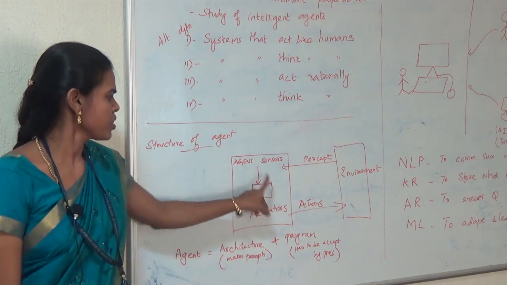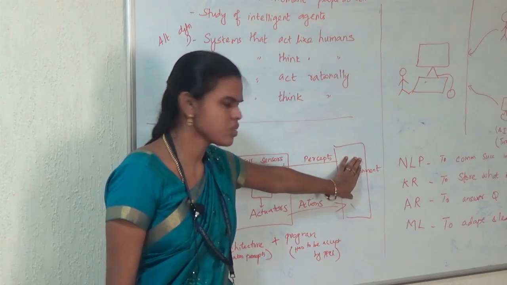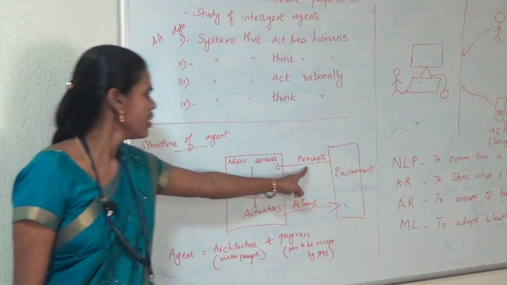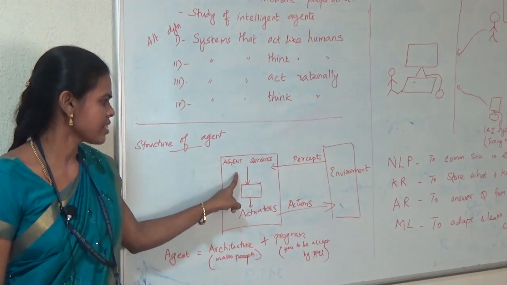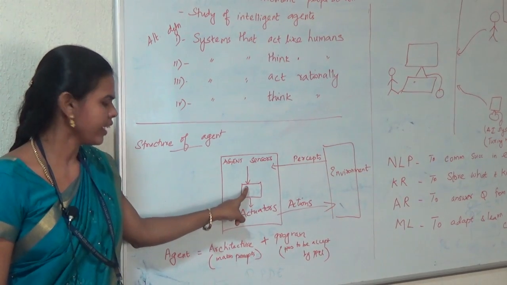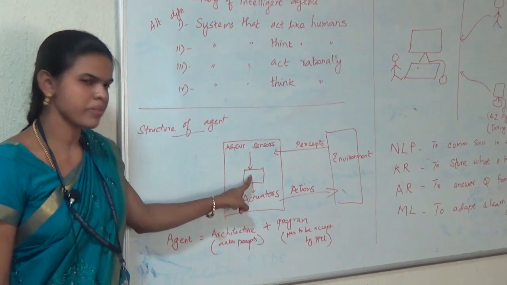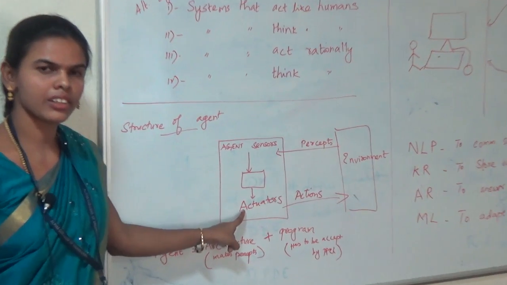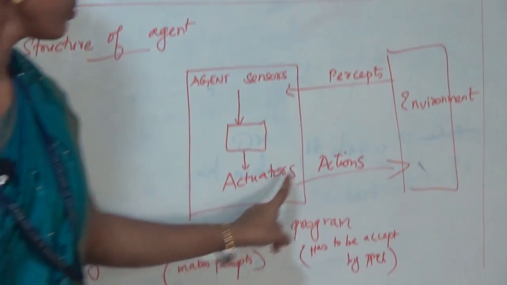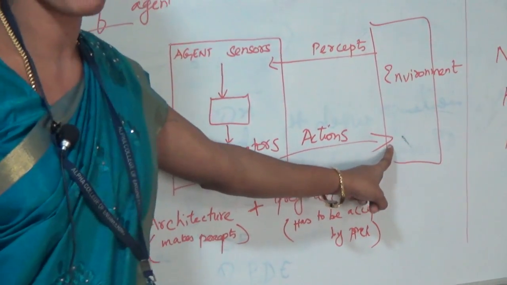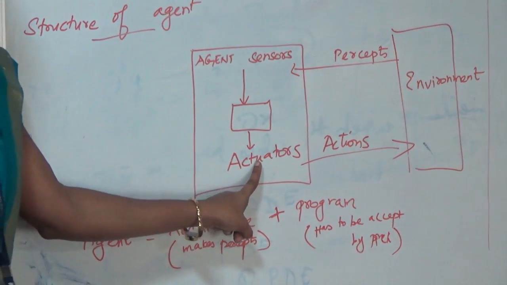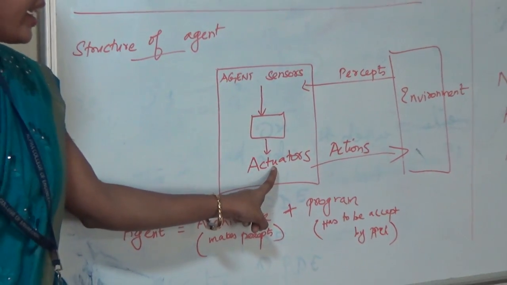So, this is a diagram. Here if you see, whatever things we see in the environment will be perceived by the agent sensor and stored here, and from the stored information the correct action according to that movement will be displayed in the environment with the help of actuators present in the intelligent agent.